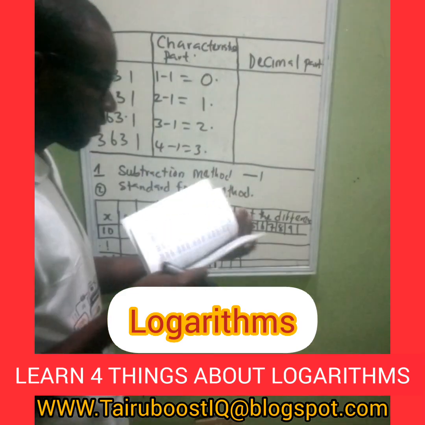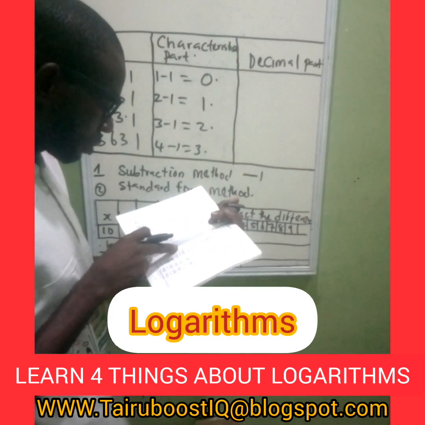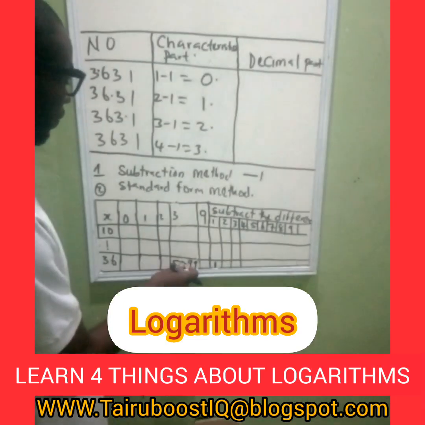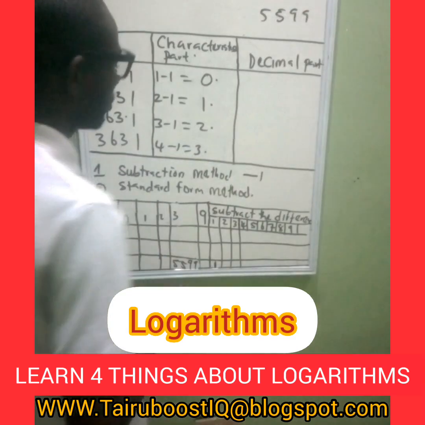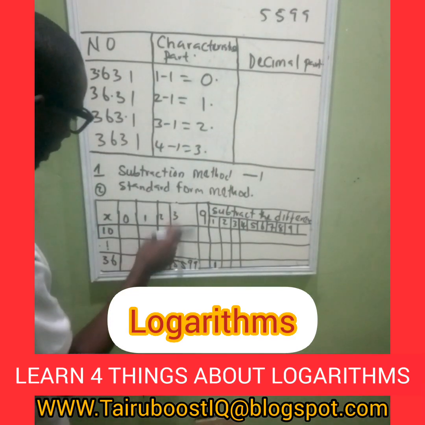So I have also my four-figure table. When you open, you go to where you can see 36. When you see 36, check under 3. You are going to see 5599. So you write down 559. So that is the first, 36 under 3. Look at 36. Look at 3.